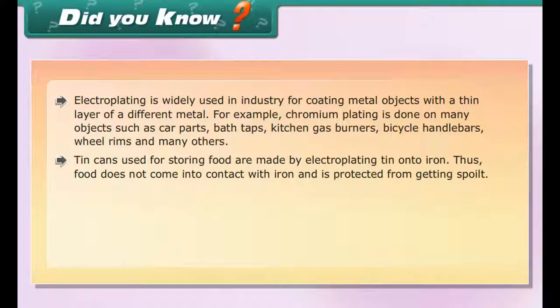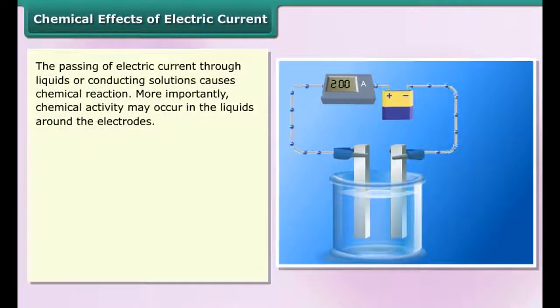Use of chemical effect for silver and gold plating. This type of plating is done to deposit a thin layer of gold or silver on the surface of other metal, most often copper. It gives a gold or silver finish to artificial jewelry and ornaments. Silver-plated articles. Gold-plated articles. Did you know?